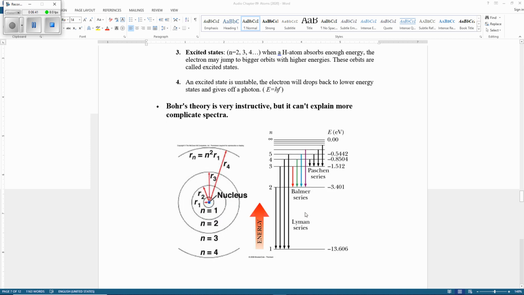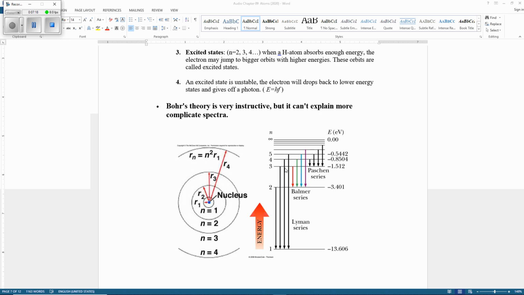For example, here's exactly what happens. And here's the ground state. Then electrons receive energy, can go to the first excited state, that's n equals 2. Next one, n equals 3, 4, 5, or even higher. Those states are unstable. The electron will come back, so energy decreases. Because of conservation of energy, that energy is given off as a photon.